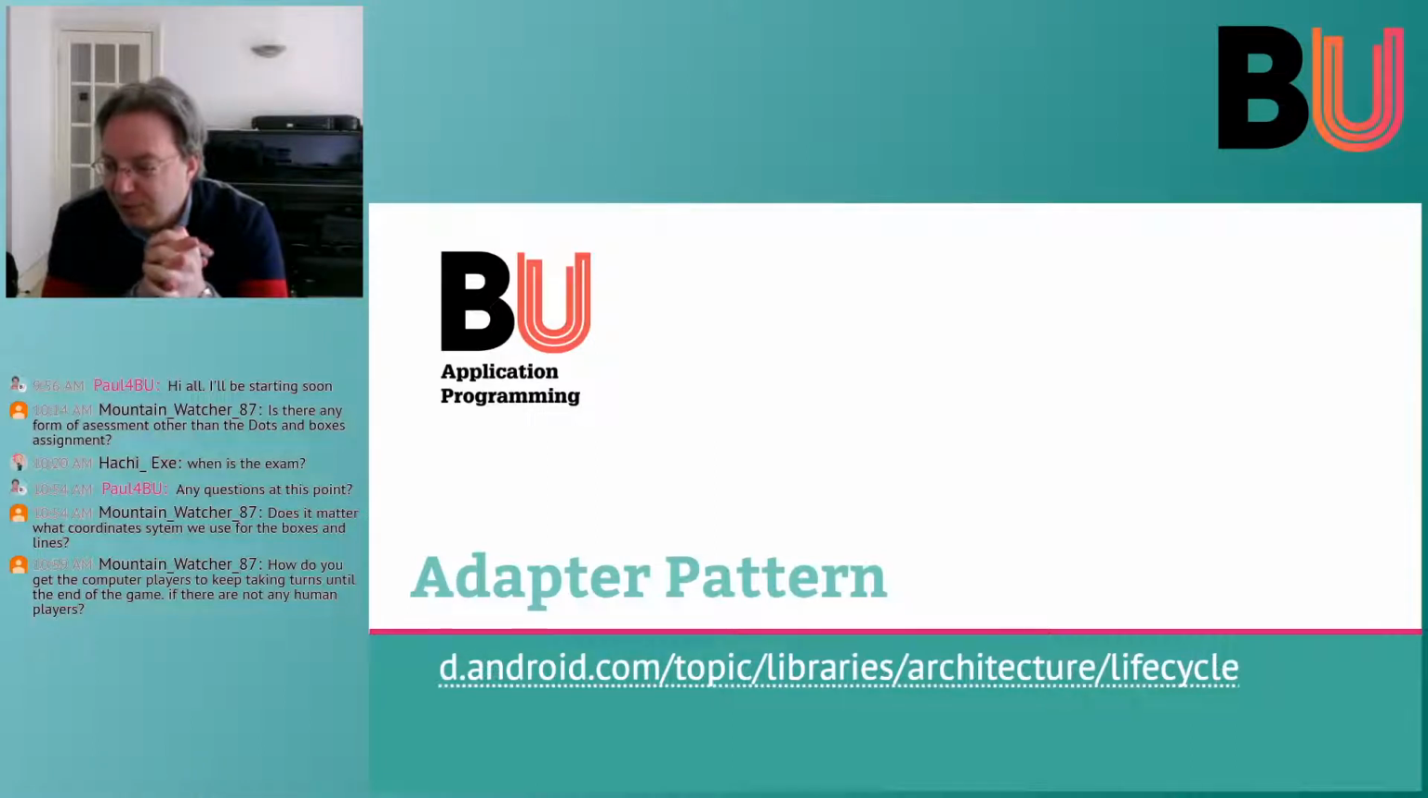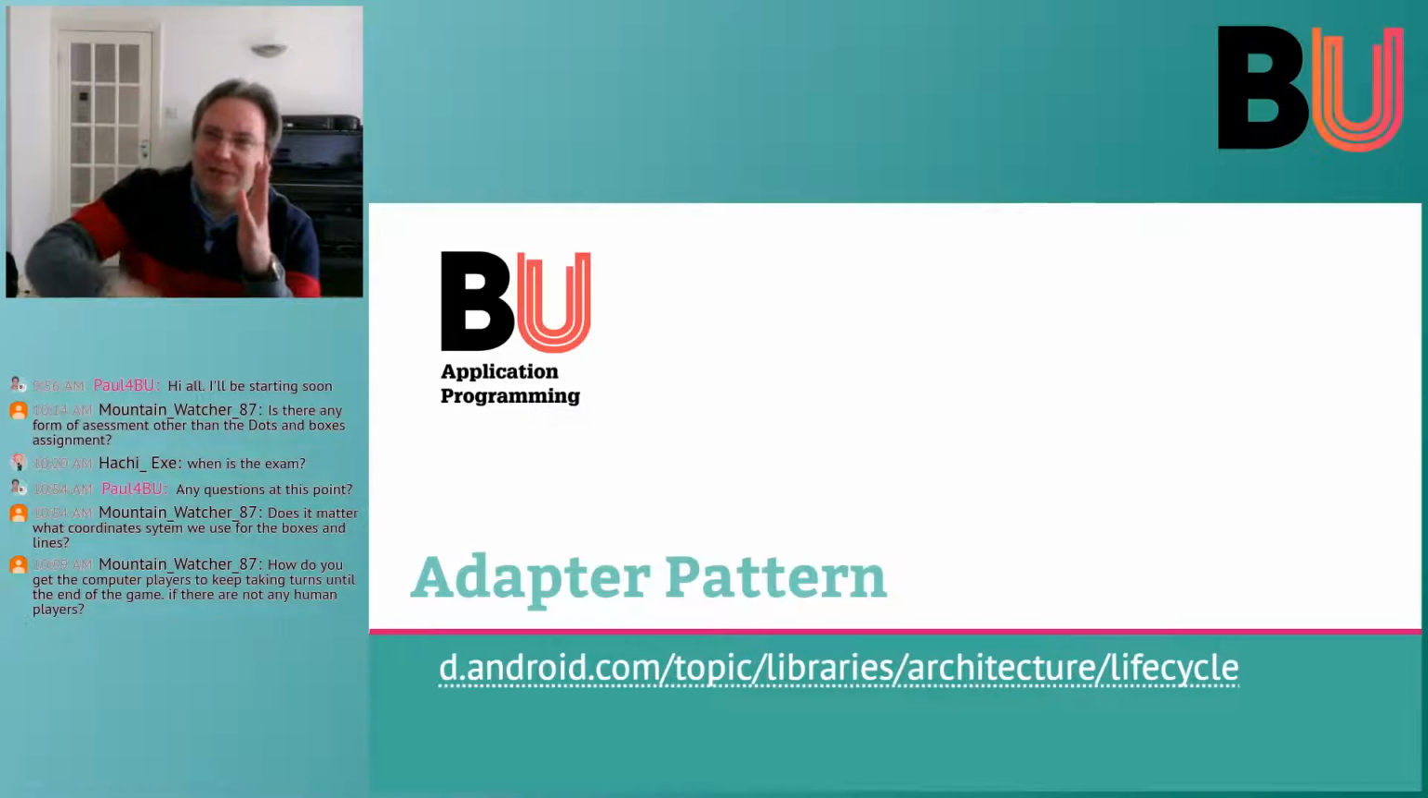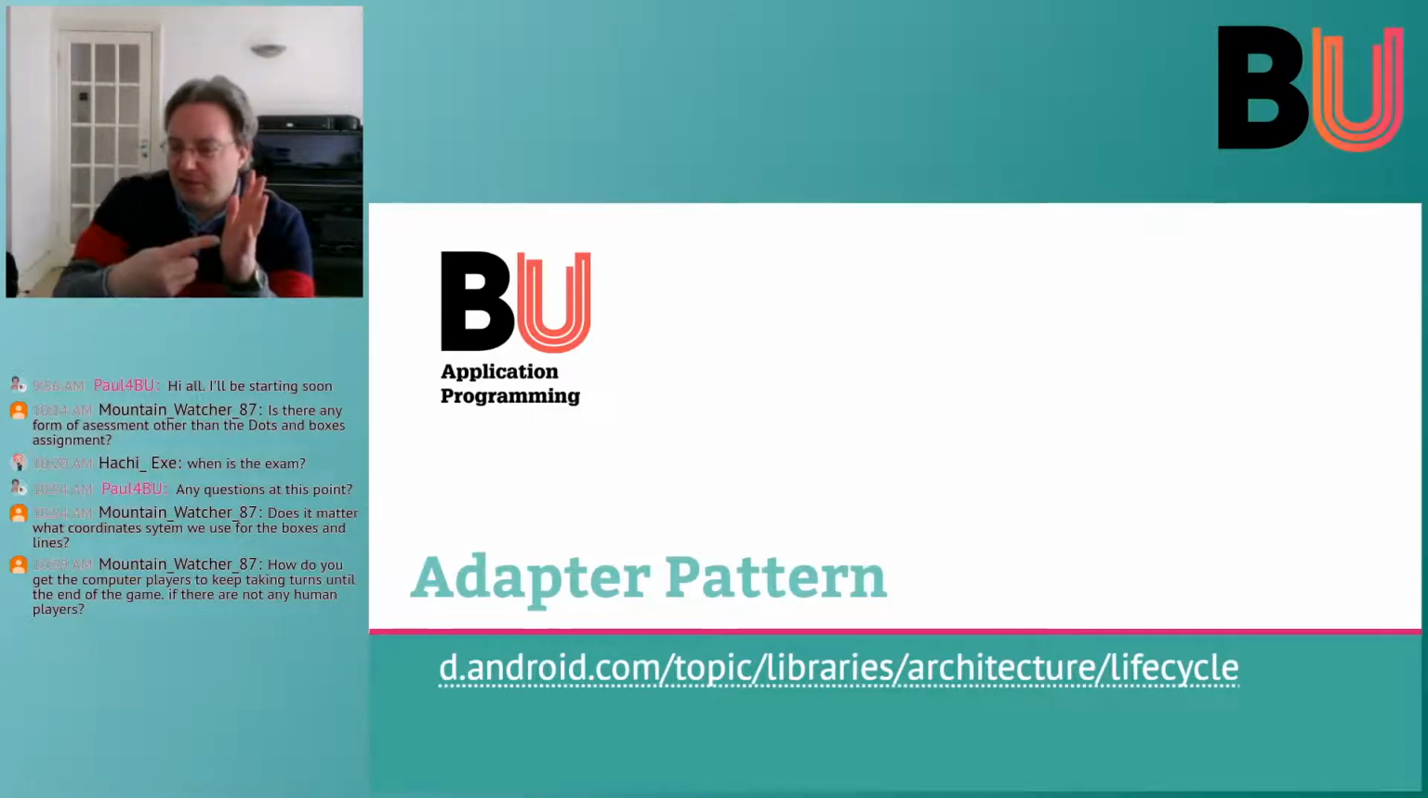Okay, how do you get computer players to take a turn? If you look at the implementation of the computer players, the turn function will actually, as long as the current player is a computer player, make it take its turn itself. So in drawLine, this is the way to make it work correctly if you do not have human players.